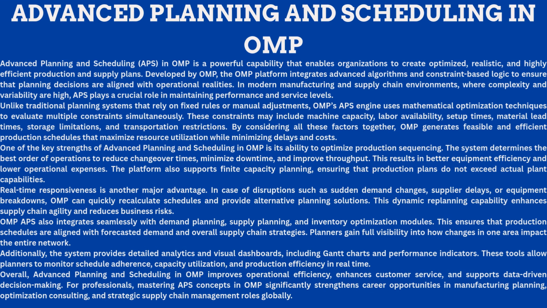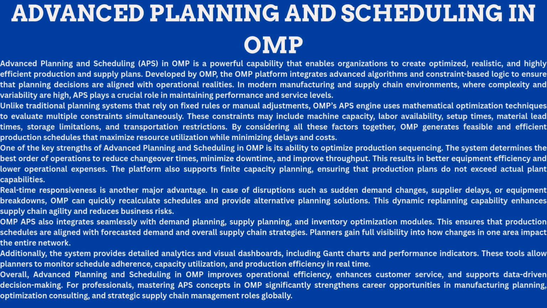Advanced Planning and Scheduling in OMP. Advanced Planning and Scheduling, APS, in OMP is a powerful capability that enables organizations to create optimized, realistic, and highly efficient production and supply plans. Developed by OMP, the OMP platform integrates advanced algorithms and constraint-based logic to ensure that planning decisions are aligned with operational realities. In modern manufacturing and supply chain environments, where complexity and variability are high, APS plays a crucial role in maintaining performance and service levels.